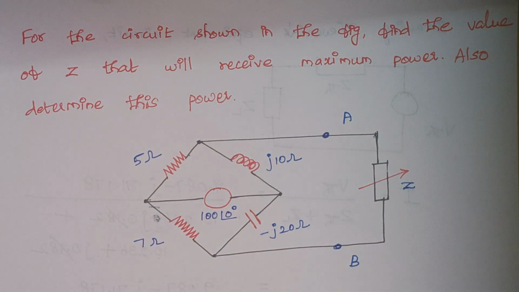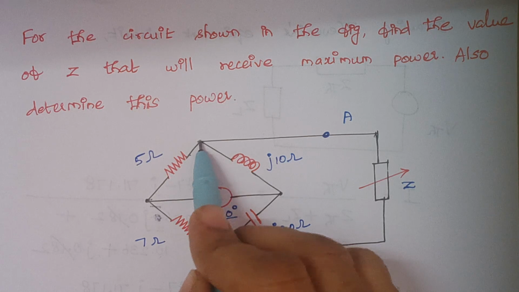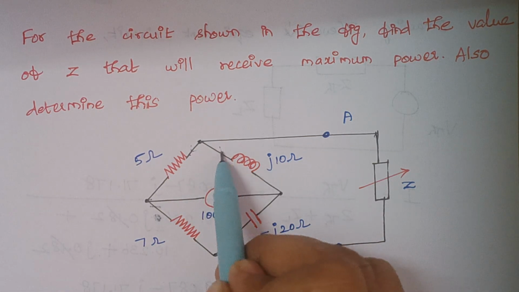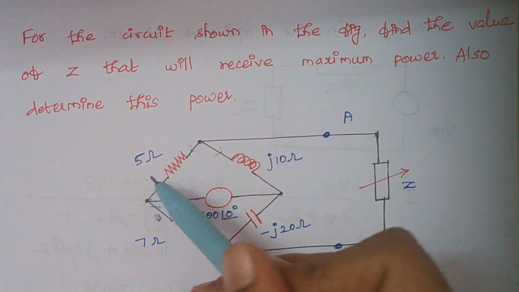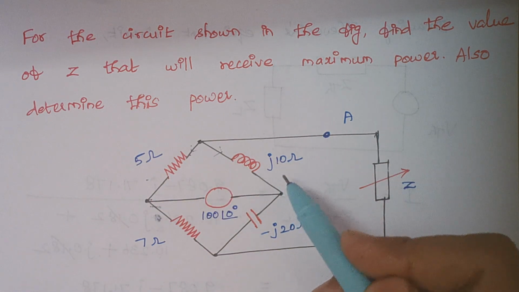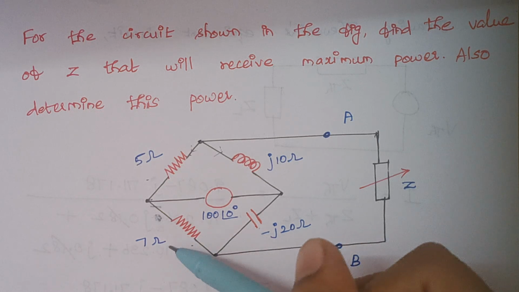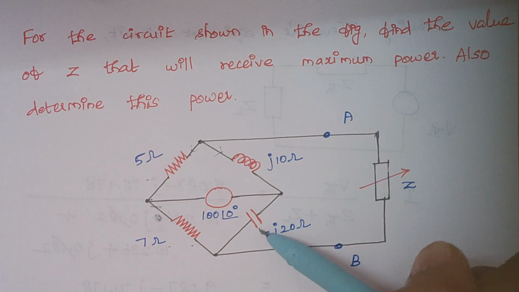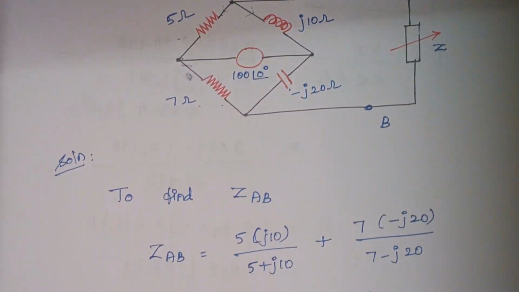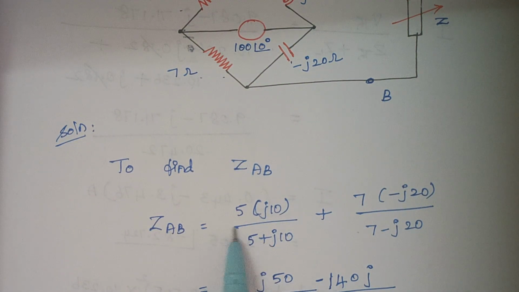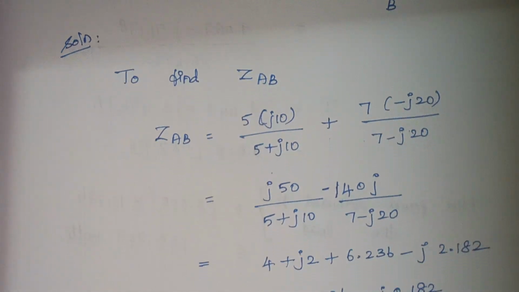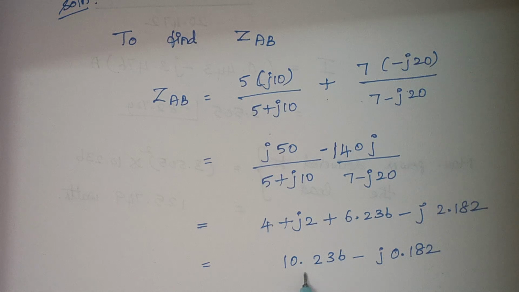Right. So therefore here, when you look at this circuit, you see at this node, the current gets divided into two, right? So these two combinations are in parallel. Similarly, these two combinations are also parallel, right? So here we are writing the value of ZAB as 5 into J10 divided by 5 plus J10, and again 7 into minus J20 divided by 7 minus J20. Right, these combinations come in series. Therefore, here we are having a plus. So once you solve, the value of Z is calculated as this much.